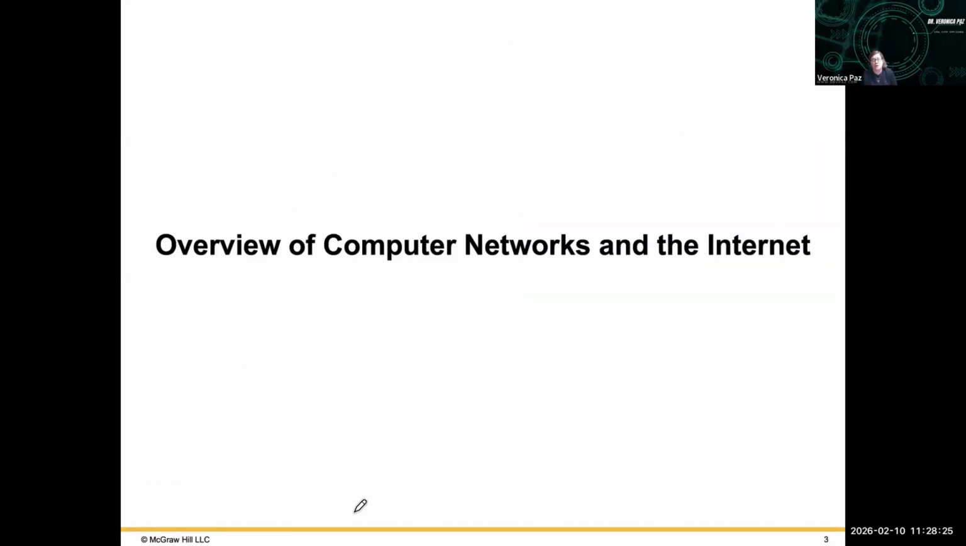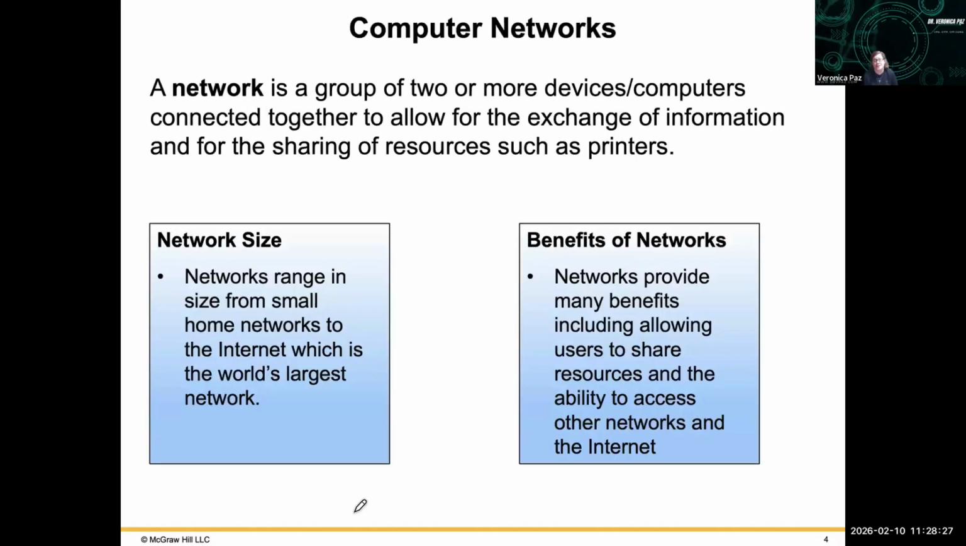So let's start with an overview of our computer networks and the internet. A network, like we said, is just a group of two or more devices or computers that are connected together. And the key purpose is to exchange information or to share resources. So you might have, like we do at IUP, a printer at the beginning of each office, and all of us connect to that printer to print our tests, if we still give tests on pen and paper. And in terms of network size, you could have small networks, large networks, and the internet, which is the largest.